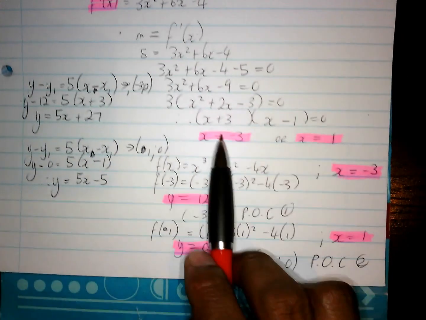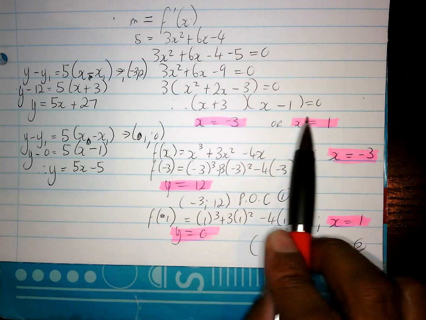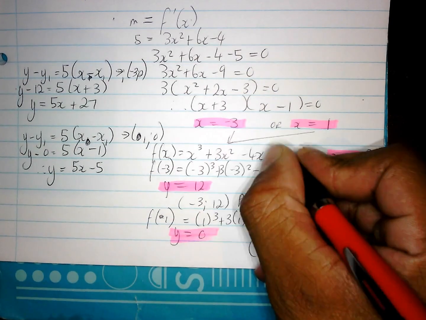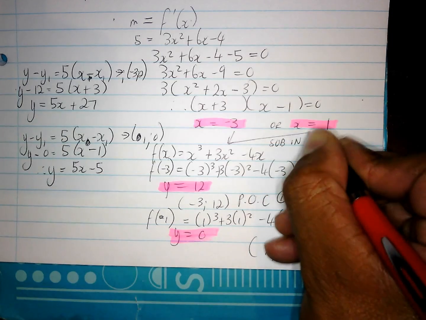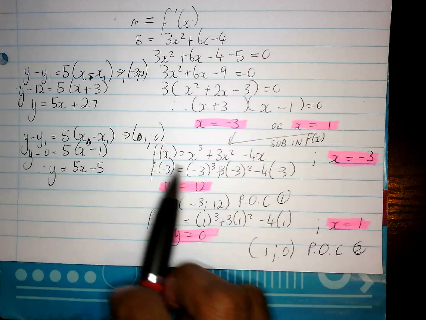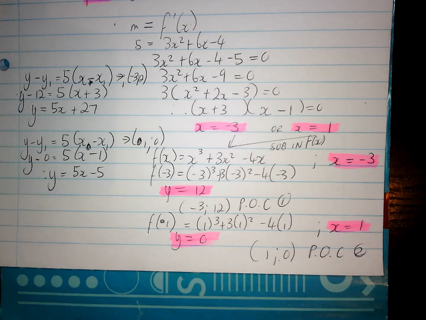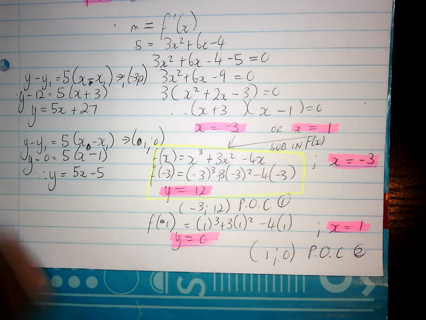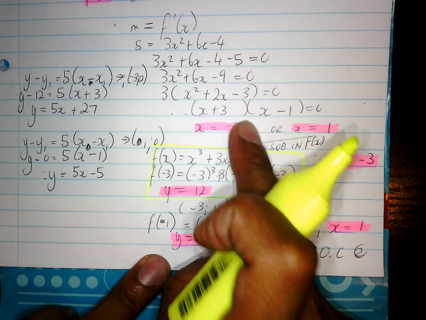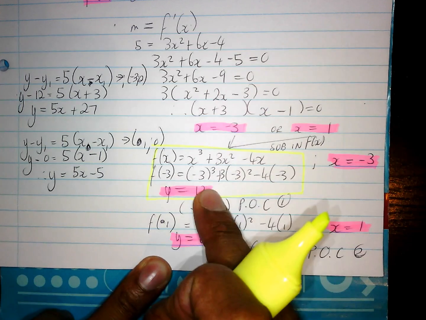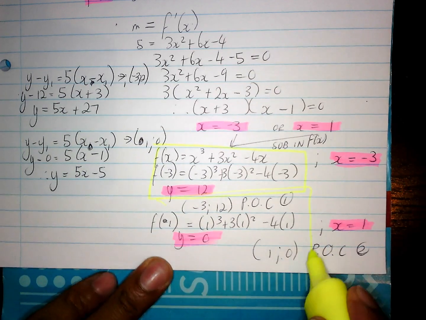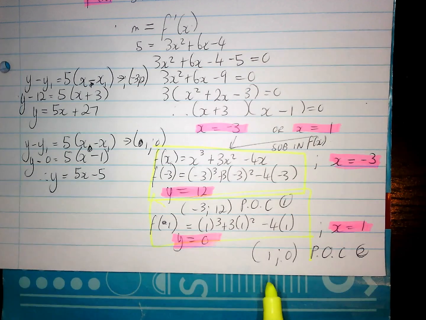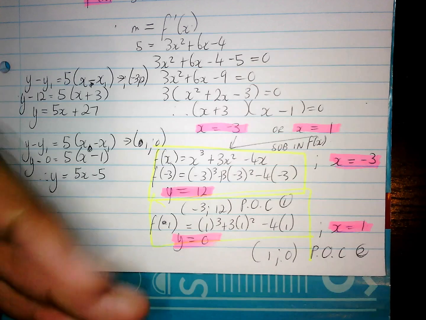After getting the coordinates of x, we substitute these coordinates of x into the original equation. So meaning that these two, we're going to substitute in f of x. So for the first coordinate, we know that if we substitute negative 3 on the original equation, y is 12. If we substitute 1, our y value is what? It is 0. Then from there, after getting x and y and m, we substitute.